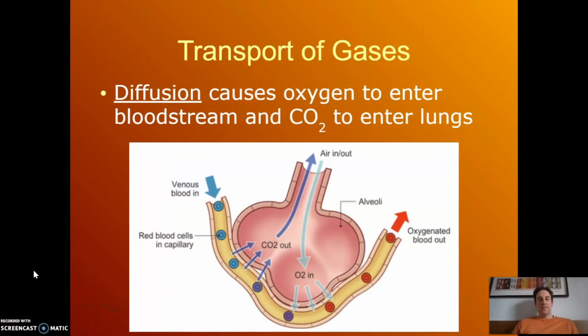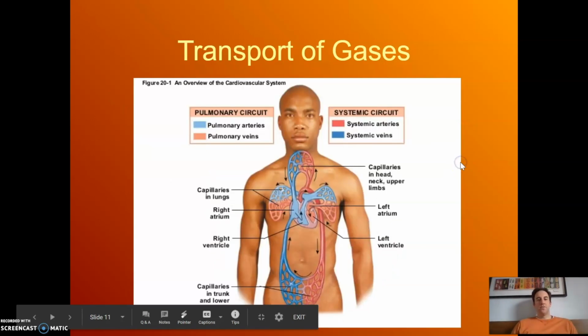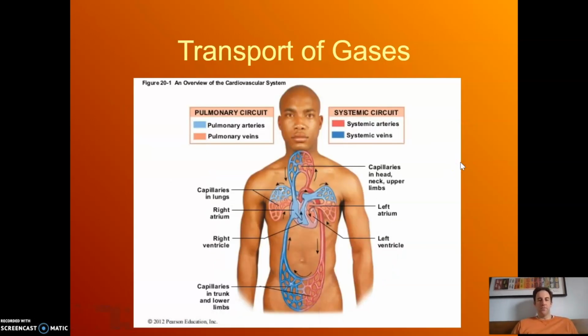So at the core of all this is this process, diffusion. And diffusion is what causes oxygen to enter the bloodstream and CO2 to enter the lungs. You can see a better picture there. Oxygen goes into the blood, CO2 goes out. So diffusion really is at the root of all of this.